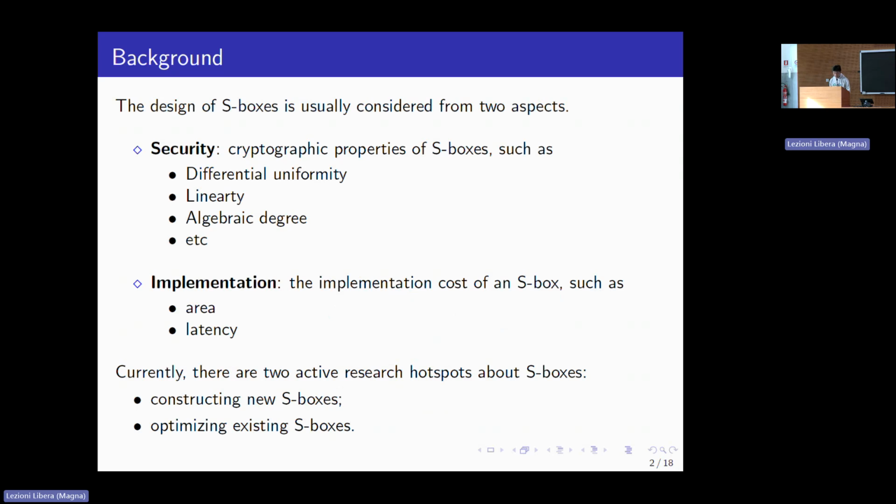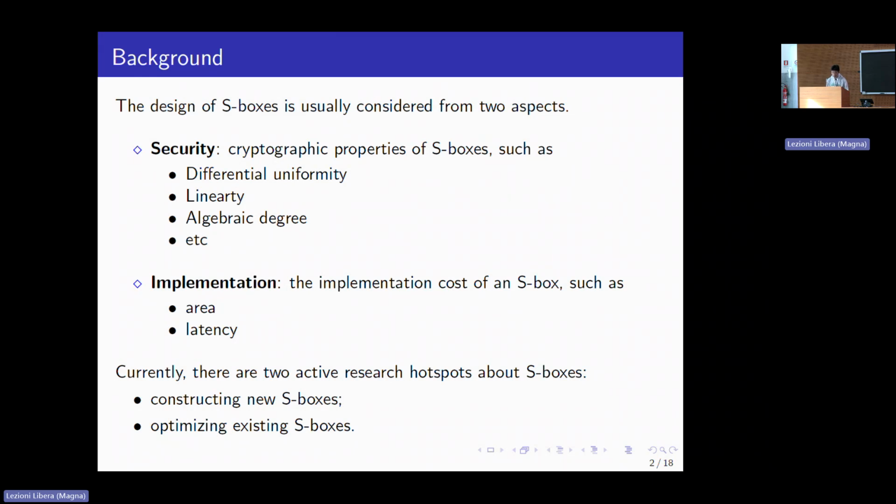The design of S-box is usually considered from two aspects. The security of S-box heavily depends on the cryptographic properties of their S-boxes, such as differential uniformity, linearity, algebraic degree, and so on. On the other hand, the development of IoT prefers the cipher that can be easily deployed in resource-constrained devices. So the implementation cost of S-box, such as the area or latency, needs to be as small as possible.